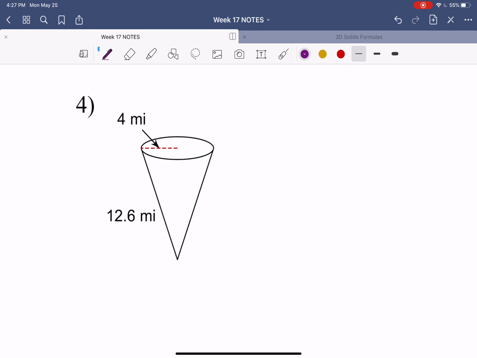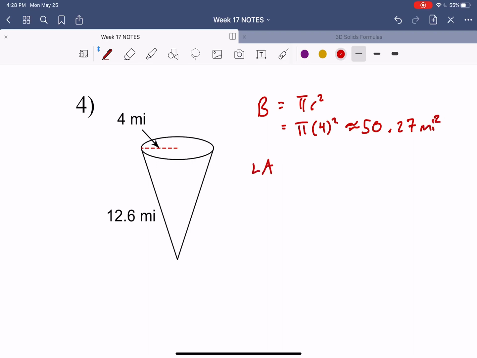All right, for the cone, we have a different formula, but it's still very similar, right? We do the area of the base, which here is pi r squared. So we do pi times 4 squared. So we plug that into our calculator. I'm using the pi button times 4 squared. So approximately 50.27, and that will be miles squared.